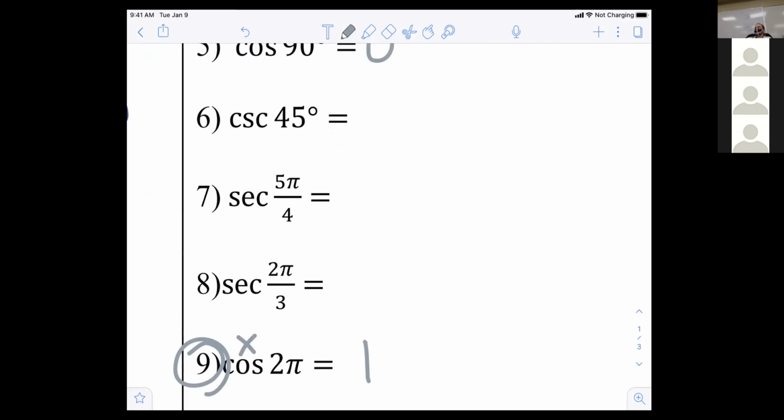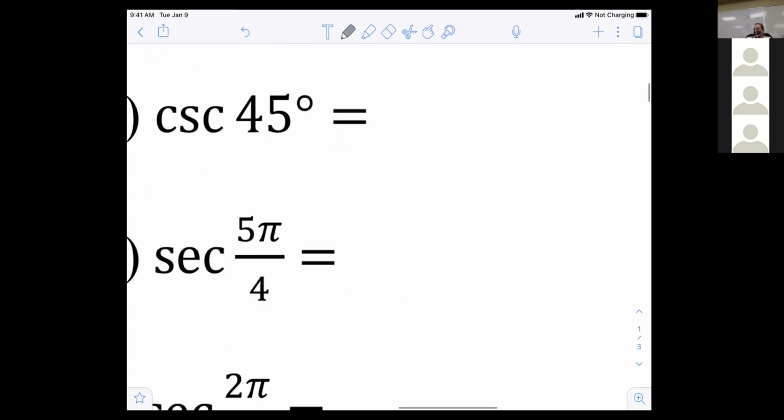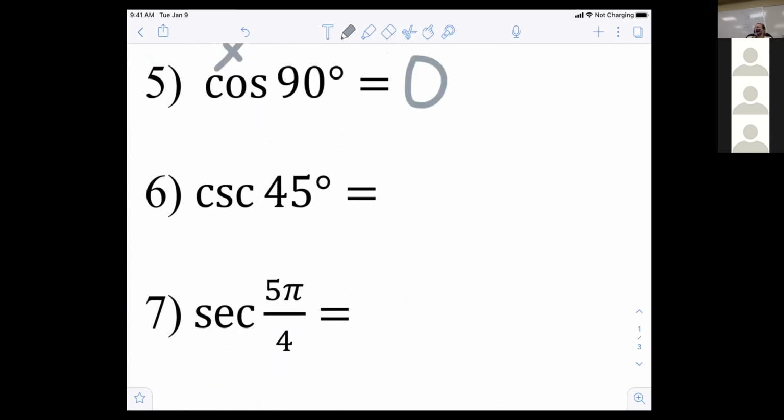What was hopeful to me is a lot of us seem to get the first step right. Cosecant is what in terms of x and y? 1 over y. So I'm going to go to 45, and I'm going to do 1 over the y at 45, which is root 2 over 2.